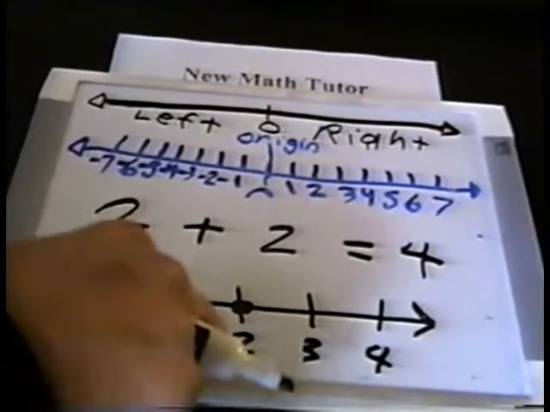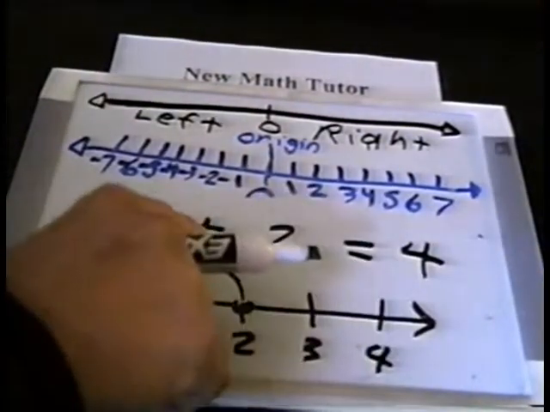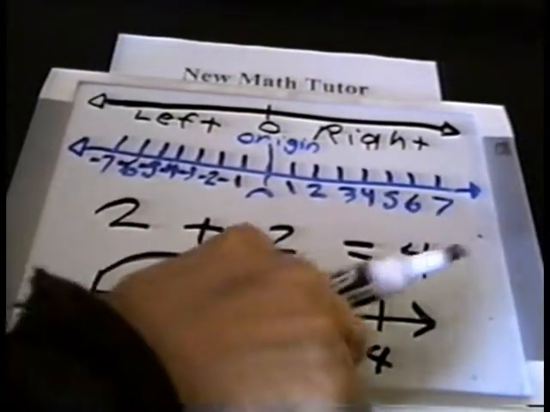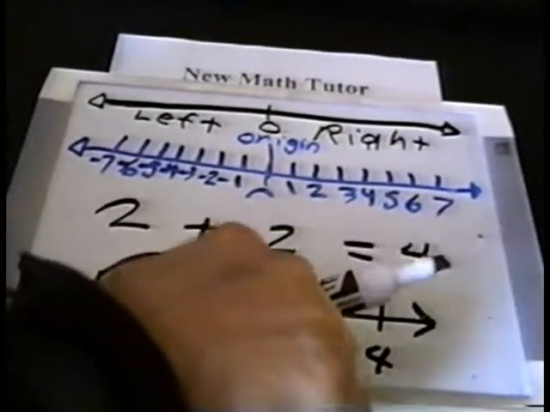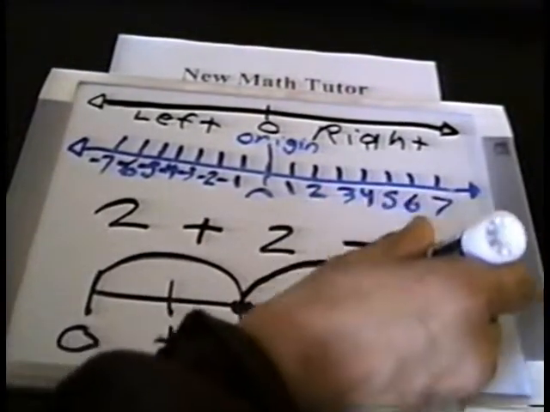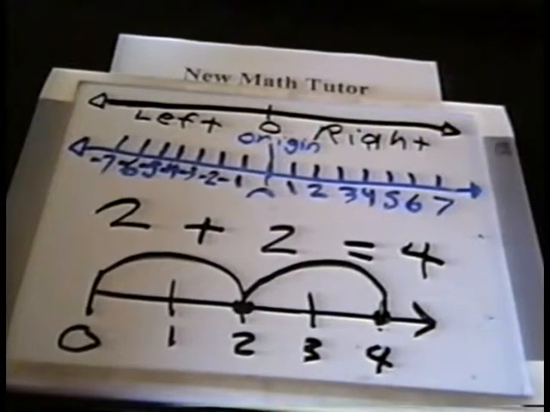So 2 tells you to start from 0 and go to 2. Go right towards 2 because 2 is a +2. And then it says plus another 2. So we count 2 more equal spaces from 2. 1, 2. And this is at the marking of 4.